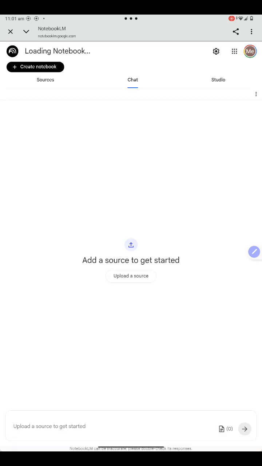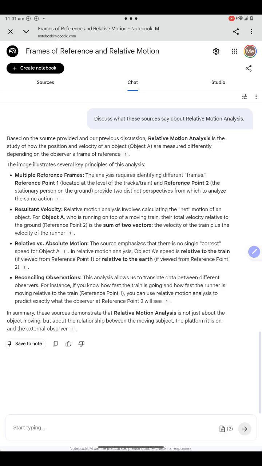Now we would move on to some other examples.